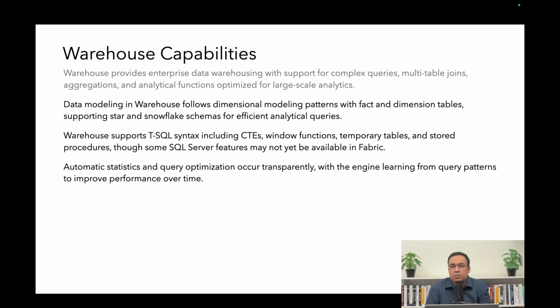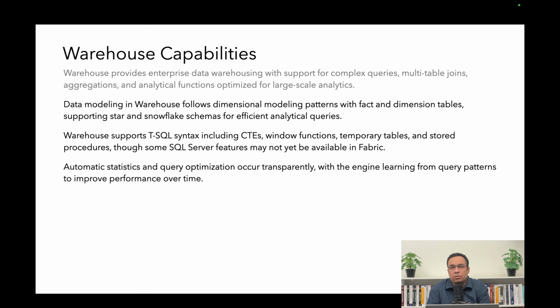Now let's talk about the warehouse capabilities specifically, because Warehouse provides enterprise data warehousing patterns on top of the Fabric platform. Warehouse supports complex queries, multi-table joins, aggregations, and analytical functions optimized for large-scale analytics. This is standard SQL data warehouse capability. You can write complicated queries with multiple CTEs, subqueries, and window functions, and the Fabric SQL engine should handle these efficiently.